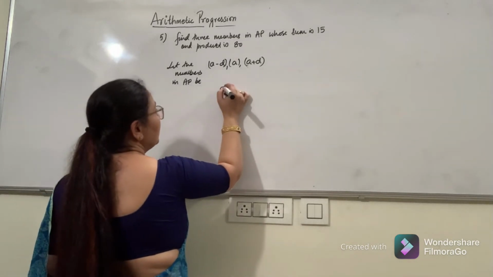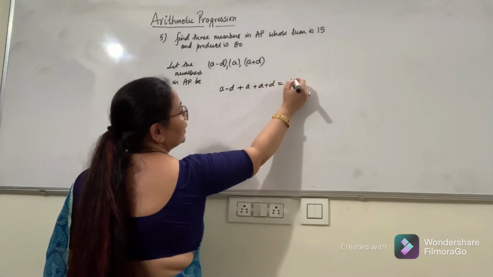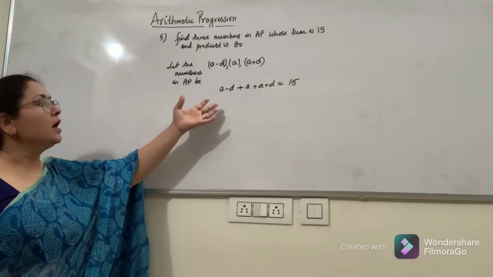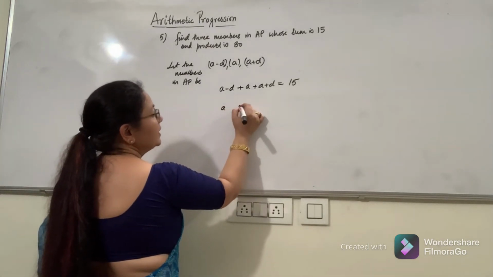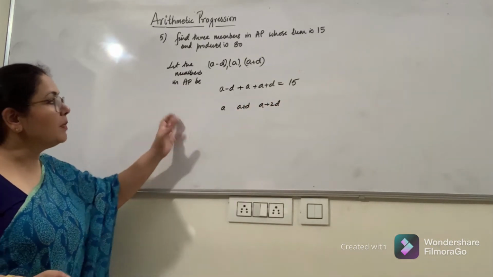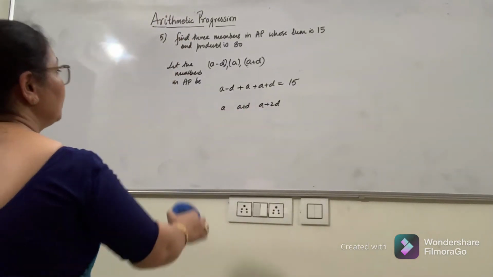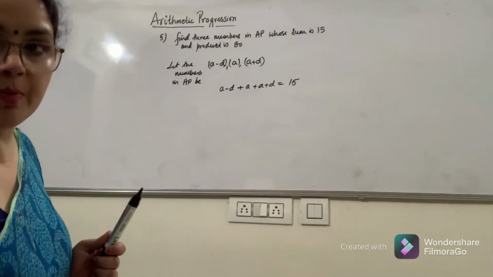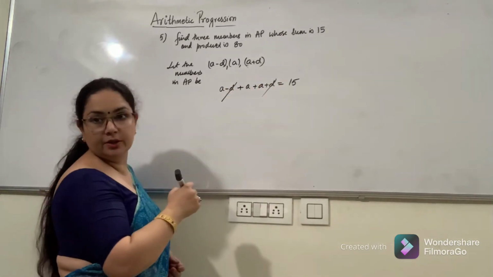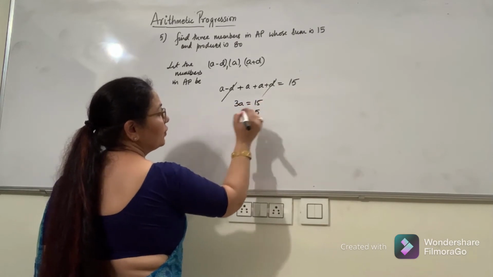When the sum is given, a minus d plus a plus a plus d, so we'll get 15. Now a student may say, Ma'am, we could also do it like a, a plus d and a plus 2d. What is wrong in this? Nothing wrong, but the question will be lengthy. You will get too many terms and it might be difficult to solve. So when in AP, this is the right method, because here the d cancels out. So we are left with 3a. Finally, in the first equation itself, we are getting the value of a.